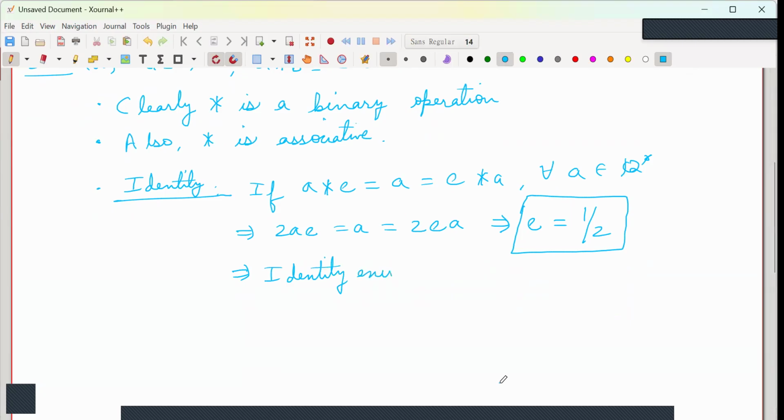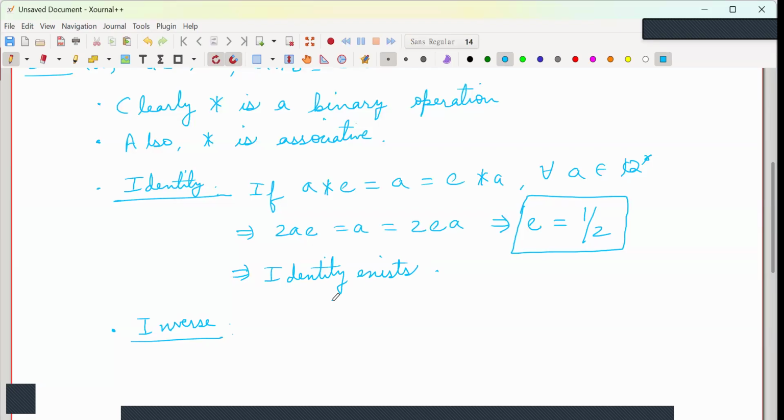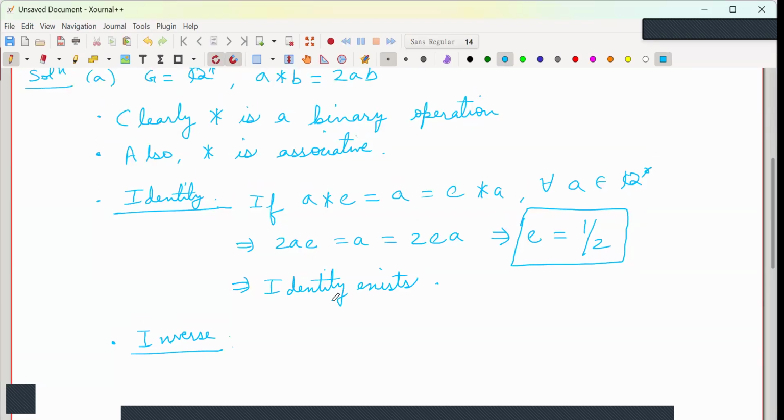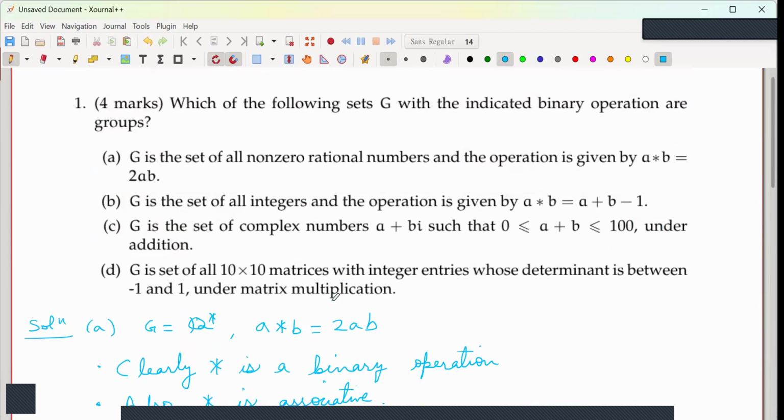And what is the inverse? Can you now just tell me? It's good. Now you have a different set of questions, so you can try here if you have not seen them before. So what is the inverse? Can anyone tell me? I'm sorry, can you show the question now? So the operation is A star B is equal to 2AB. So we have calculated the identity, which is just 1 upon 2.